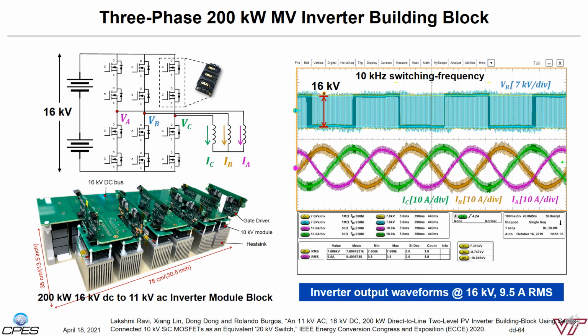The power rating of this medium voltage inverter building block is 200 kilowatts. The test result of running at 16 kV DC, of which each device takes 8 kV stress, is shown in the plot.